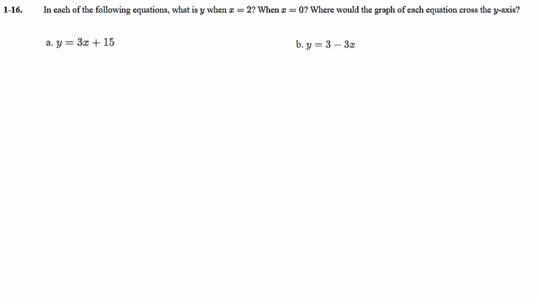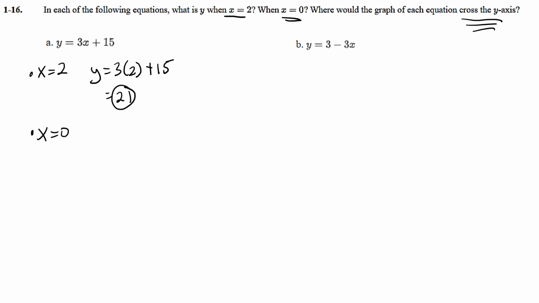Okay, 16. In each of the following equations, what is y when x is 2, when x is 0, and then it wants us to talk about where each graph will cross the y-axis. So let's let x equal 2. And so we're going to plug in 2 into the equation. Do this in our head. 2 times 3 is 6. 6 plus 15 is 21. So when x is 2, I get 21 for the first one.